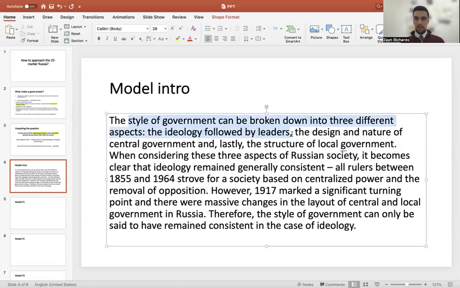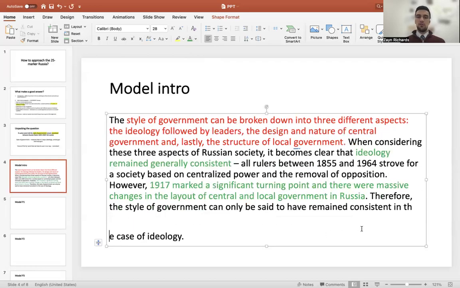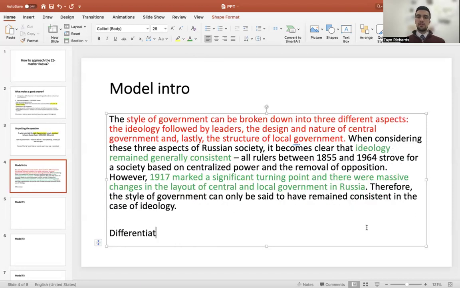So crucially, this is what I'm doing. Here is my definition of key terms in red. I'm then identifying my argument in green. So I'm saying ideology became generally consistent, but notice how I am then differentiating. This style of argument is known as differentiating by factor. This is where you give a different argument depending upon the factor, and that's what is called a sophisticated argument. So we want to be taking a differentiation by factor approach to this question, and that will be applicable for most 25 markers in the Russia side, as well as your other A-level papers. And then I've said the style of government can only be said to remain consistent in the case of ideology. So again, I'm reinforcing the argument that I've said up here.